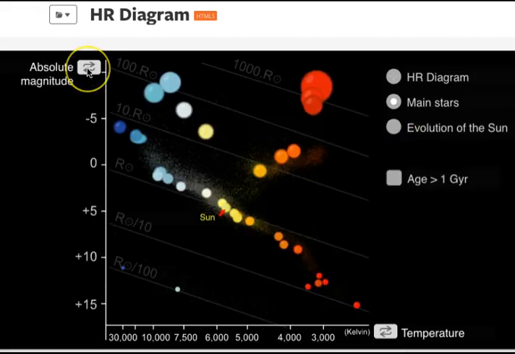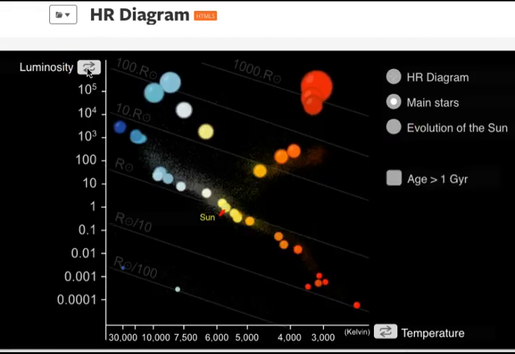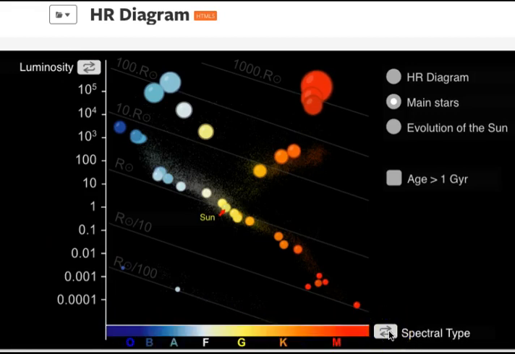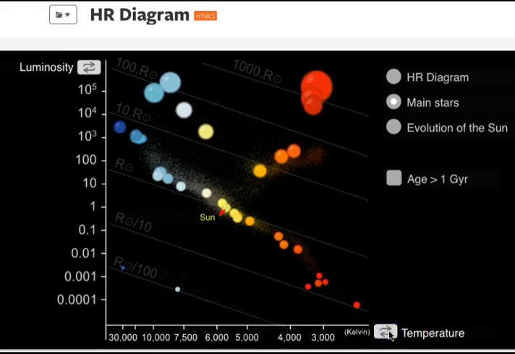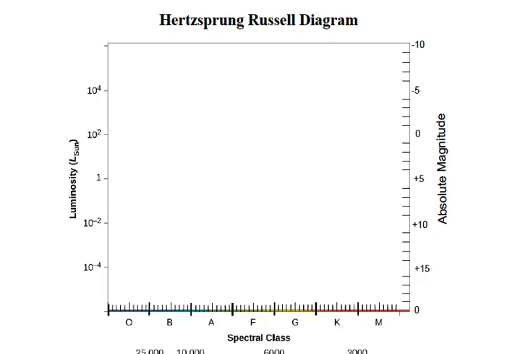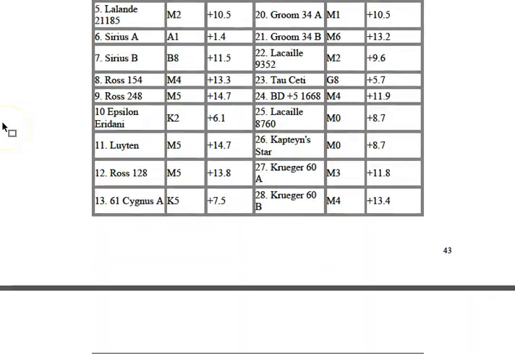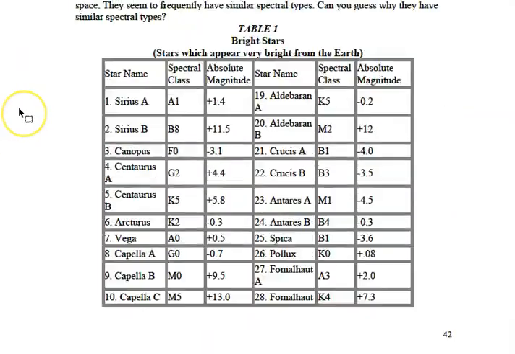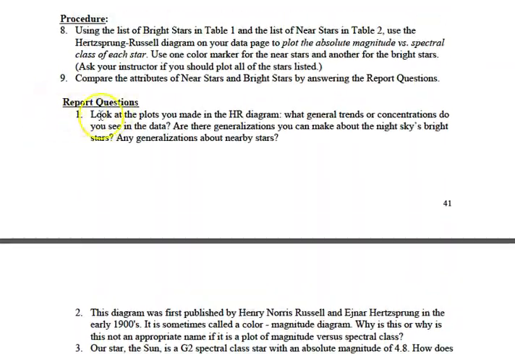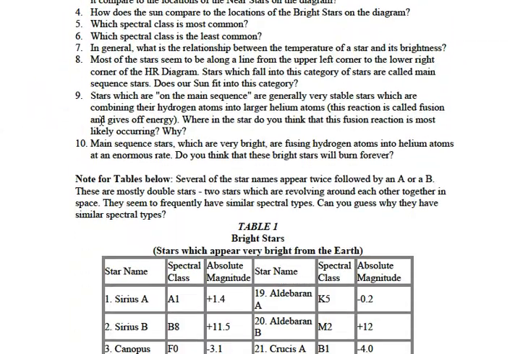You can talk about the HR diagram using absolute magnitude or equivalently luminosity, or you could look at stars' spectral type or equivalently their surface temperature to compare them. And we would lead through an analysis of these two different populations of stars led by the report section questions that begin here with 1 through 10.